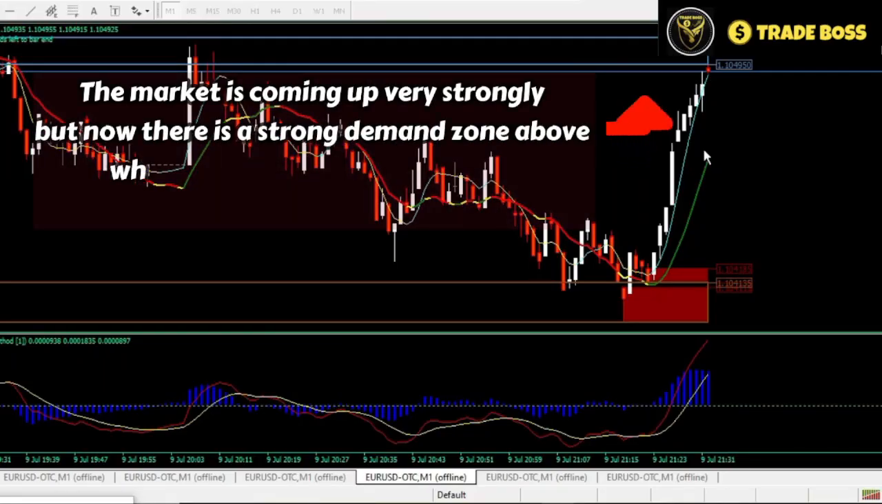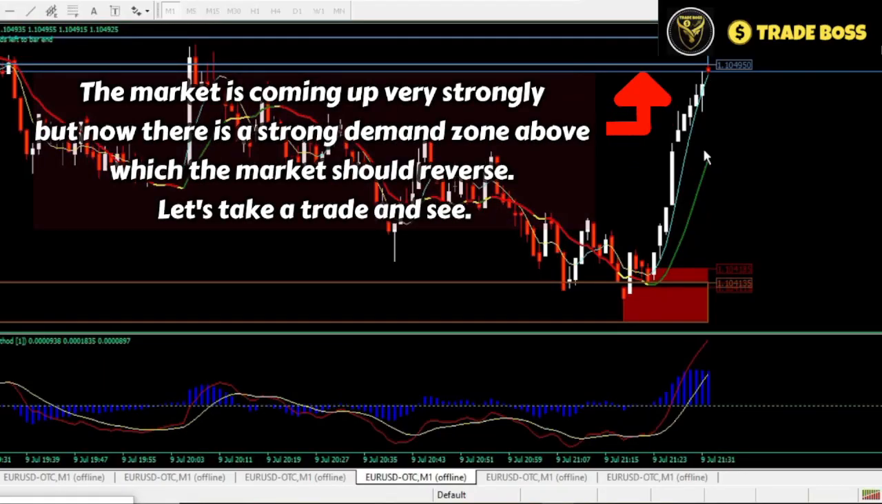The market is coming up very strongly, but now there is a strong demand zone above which the market should reverse. Let's take a trade and see.